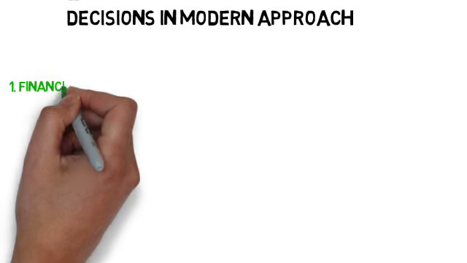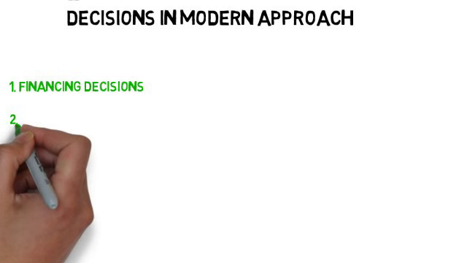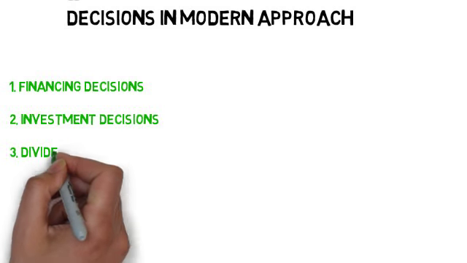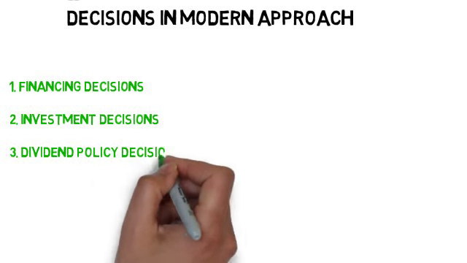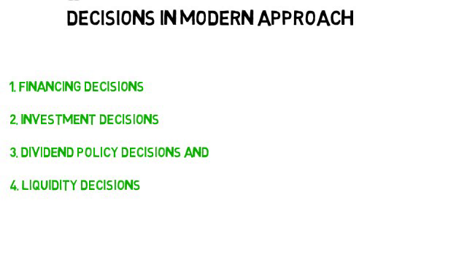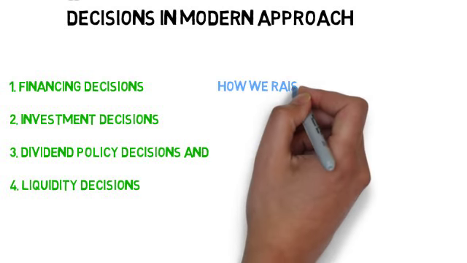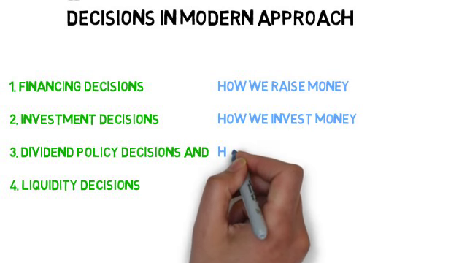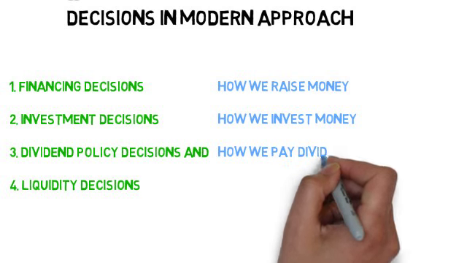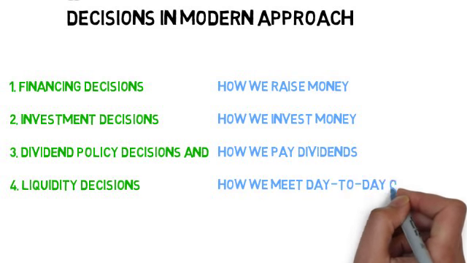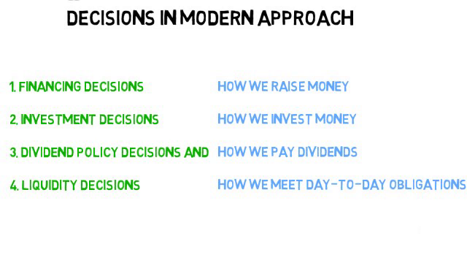Therefore, when we follow the modern approach, we have to make four types of decisions: financing decisions, investment decisions, dividend policy decisions, and liquidity decisions. So, in simple terms, how do we raise money for our company? How do we invest this money? How do we pay dividends? And how do we ensure we have enough liquid funds for day-to-day obligations? We will discuss each of these briefly.